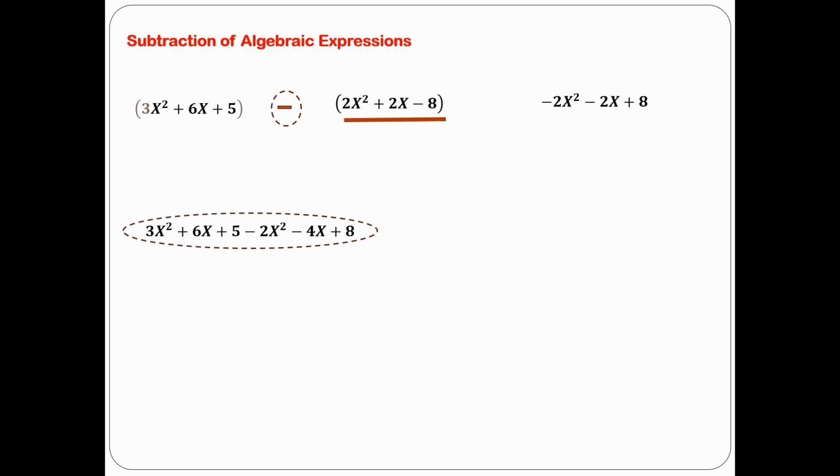And it is considered as one algebraic expression. Now we can combine like terms. So 3x squared minus 2x squared is equal to x squared. And 6x minus 2x is 4x. And 5 plus 8 is 13. So our final answer is x squared plus 4x plus 13.